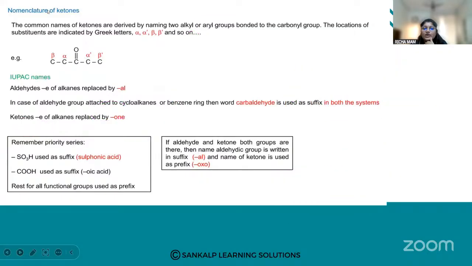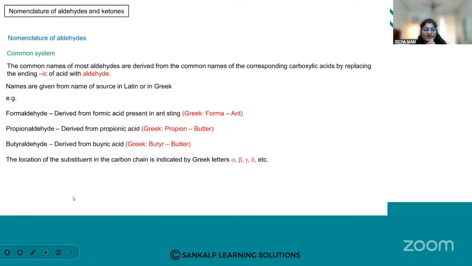Next, let us look at the IUPAC system of nomenclature. In the IUPAC system, aliphatic aldehydes are named as alkanal. When the CHO group is attached to a ring, carbaldehyde is added after the word cyclo. If I have a benzene with the CHO group, it will be benzaldehyde, as we have just seen. Similarly, the names are given.